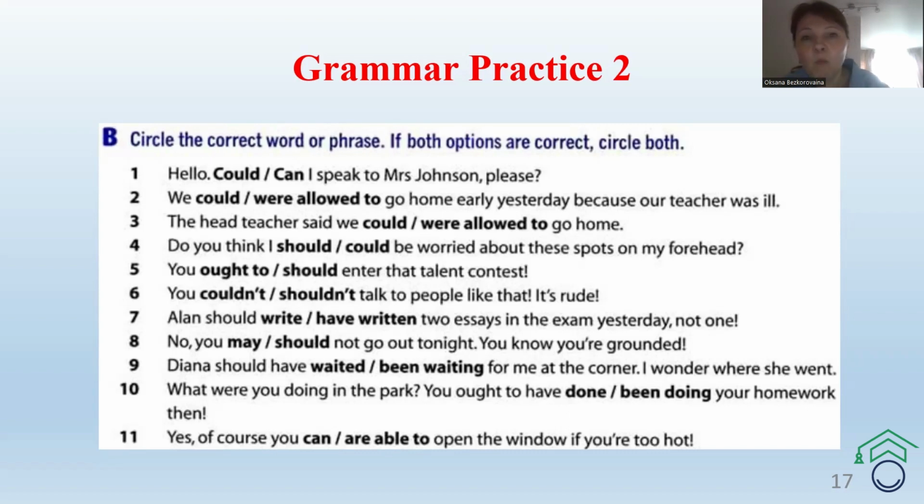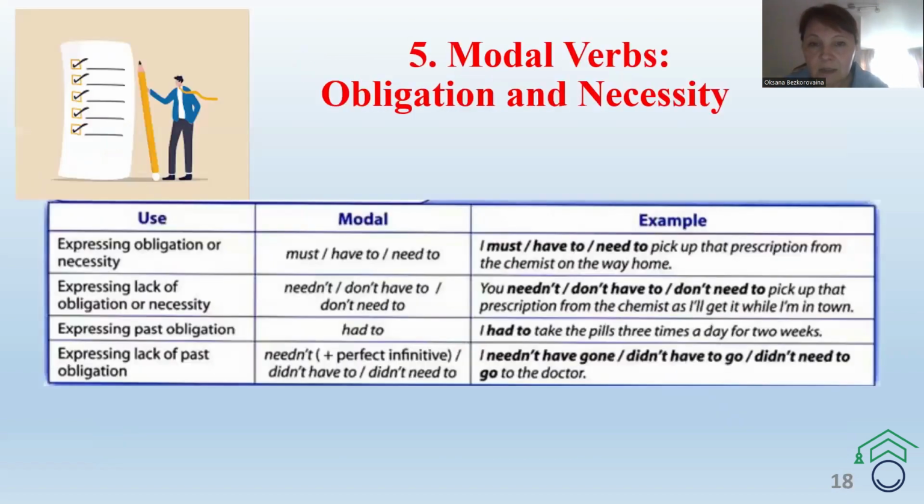So, let's recap. What additional meanings can modal verbs have? They can have the meaning of ability, yes, permission, advice, and criticism. Yeah, we've gone through 4 meanings so far. Let's discuss the next meaning. Obligation and necessity. We use modal verbs must, have to, or need to express obligation or necessity.